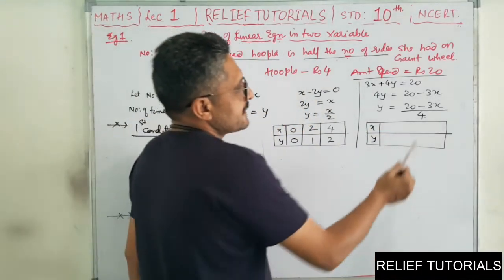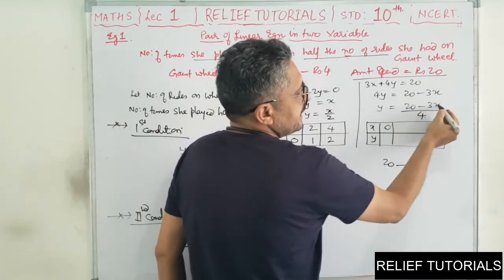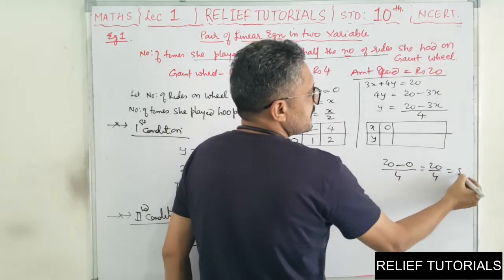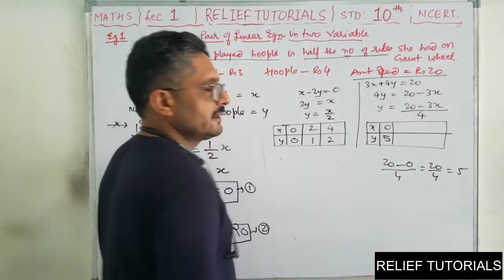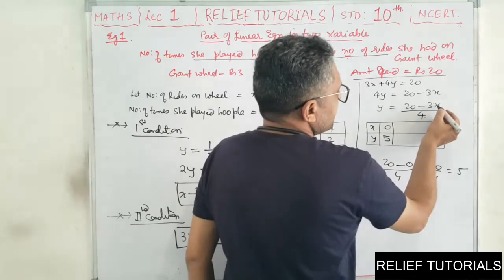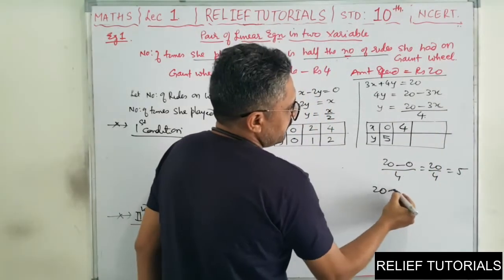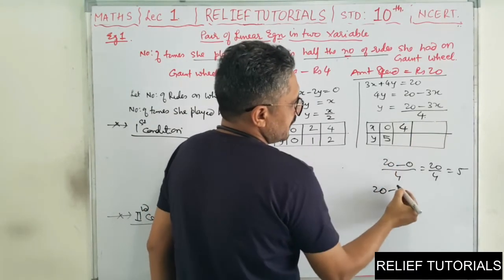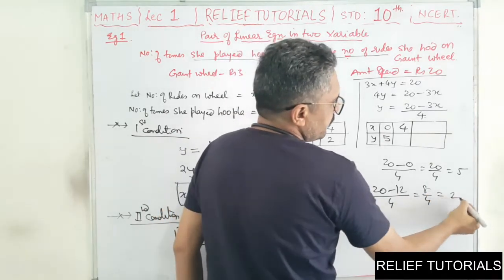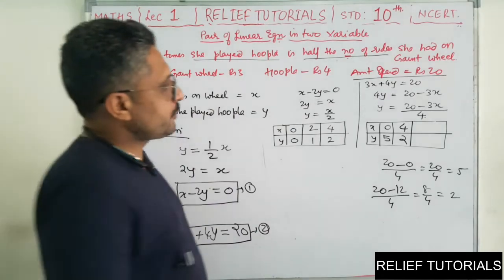Clear? Now I will suppose x is 0. Then y is 20 minus 3 into 0, 3 into 0 is 0, upon 4. So that is 20 by 4, which is equal to 5. Got it? Now I will take x as 4. 3 fours are 12. 20 minus 12, 8 upon 4, 8 upon 4 is 2. Two points are sufficient. Clear?